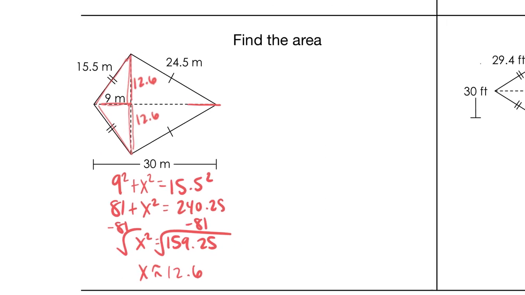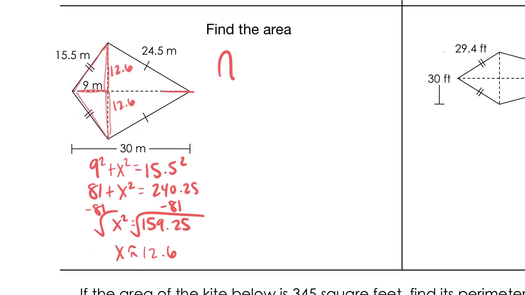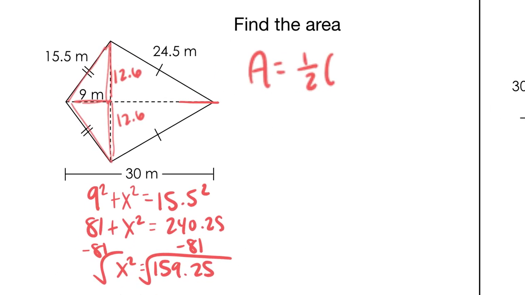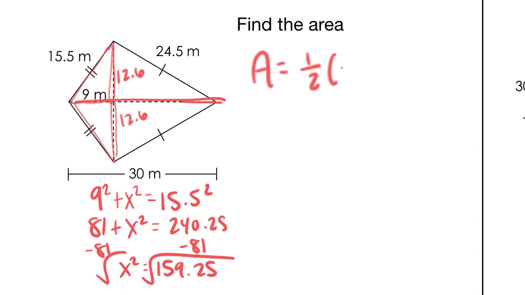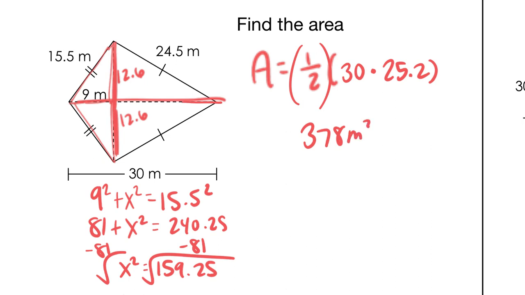So the area, we now have both of the diagonals. So it's going to be 1/2. This whole diagonal is 30. This whole diagonal is 12.6 plus 12.6, which is 25.2. So plug that into the calculator. I'm getting 378 square meters.